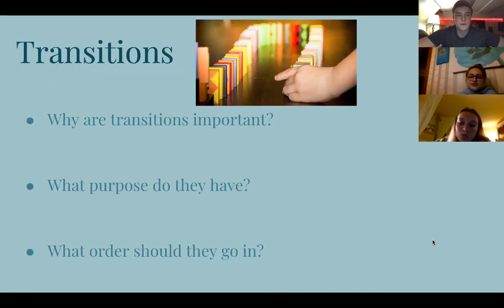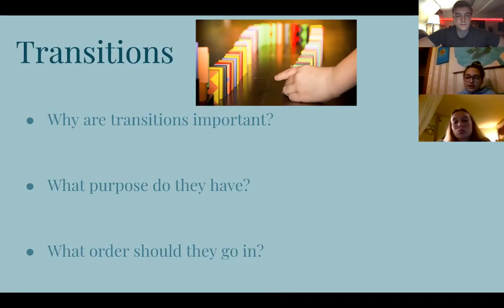Why are transitions important? Transitions are important to signal the sequence and importance of events. What purpose do they have? Transitions between sentences can show how you pinpoint cause and effects. You can use examples such as "for this reason" and "as a result" to show the steps.